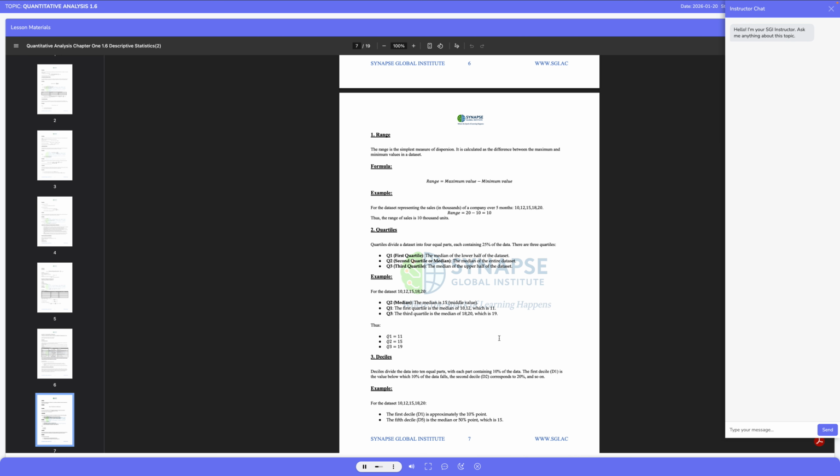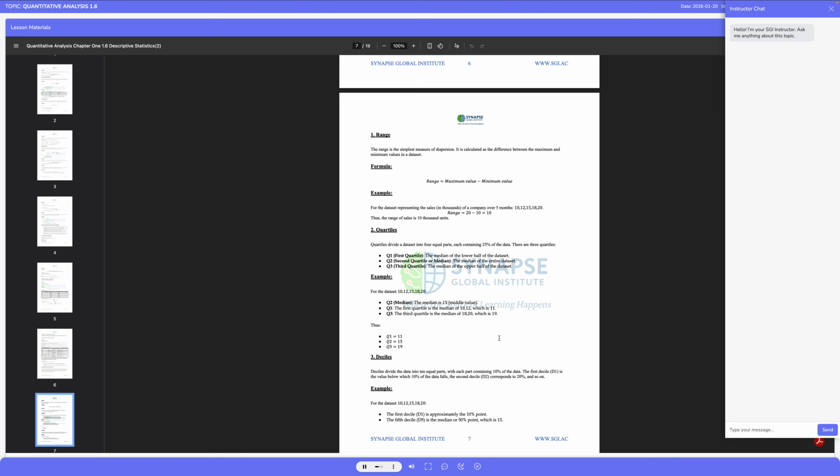Quartiles divide a dataset into 4 equal parts, with each part containing 25% of the data. There are 3 quartiles, known as the first quartile, the second quartile, and the third quartile. The first quartile represents the value below which 25% of the data fall. The second quartile is the median of the dataset, and the third quartile represents the value below which 75% of the data fall. Quartiles are useful because they provide more detailed information about the distribution of data than the range alone.